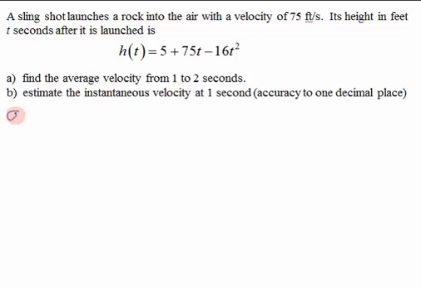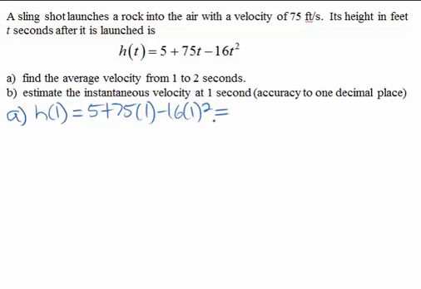So let's go ahead and figure the average velocity from 1 to 2 seconds. In order to do that, I need to know the distance it traveled from 1 to 2 seconds. So first of all, I'm going to find its height at 1 second by putting 1 in for t. And as I substitute that in my function, it looks like I have 80 minus 16, which is 64 feet.